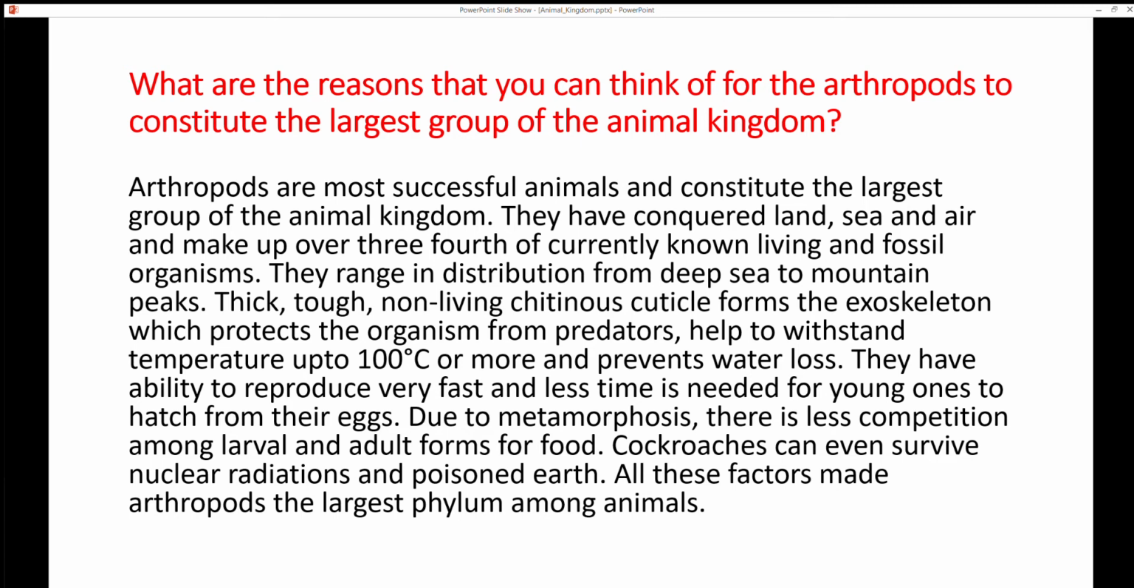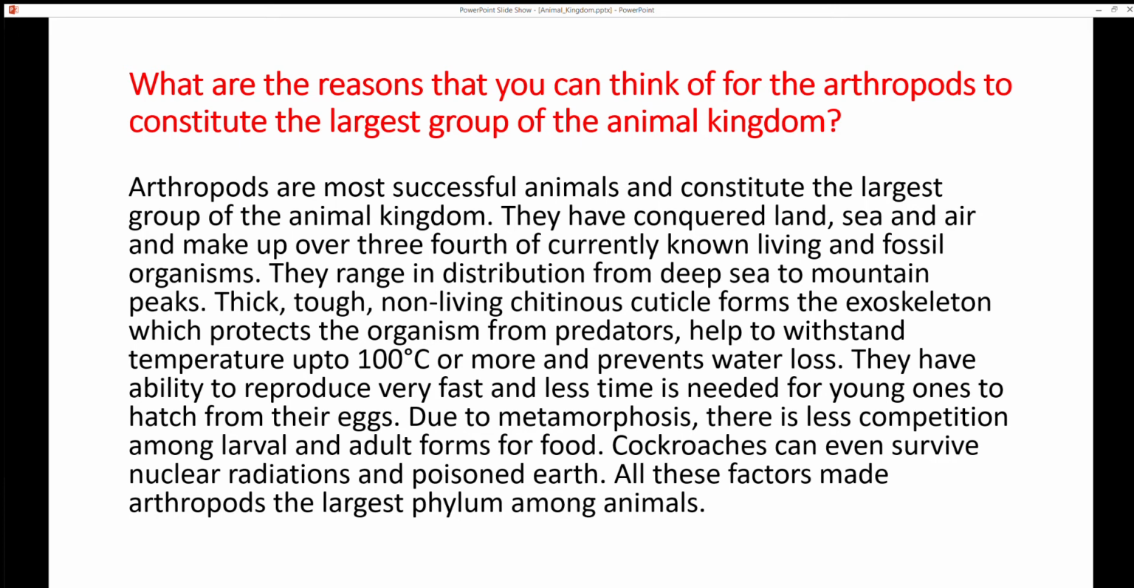They have the ability to reproduce very fast. Less time is needed for young ones to hatch from their eggs. That is why, in our homes, if there is one cockroach, it will give birth to many eggs, which are transferred to different homes.